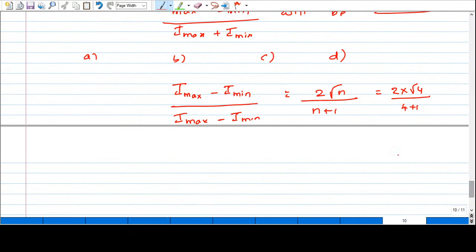So what will be your answer? It is 2 into 2 by 5. So your answer will be 4 by 5. So (I max minus I minimum) divided by (I max plus I minimum). What is the shortcut formula? The shortcut formula is 2 root n divided by n plus 1. The value of n has been given. Just substitute, you will get the answer immediately.